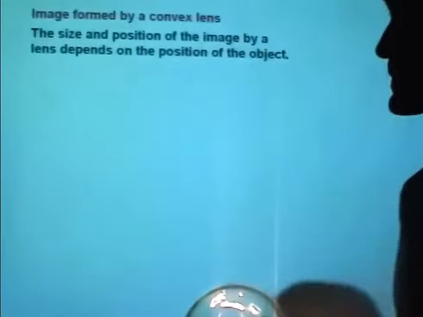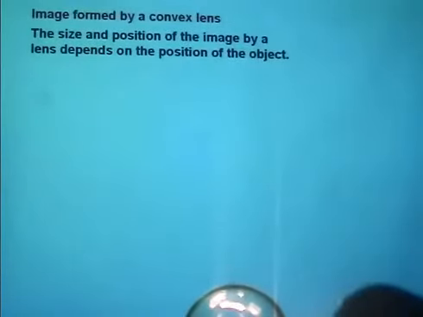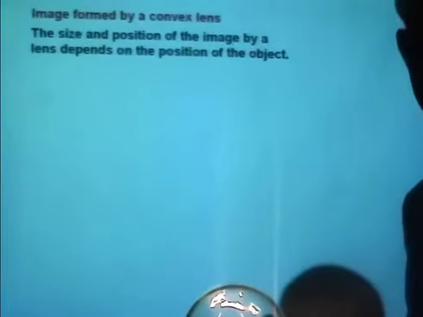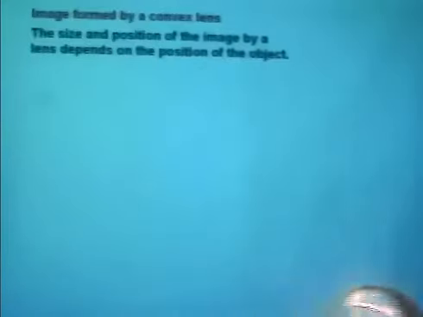Now, you saw the same image on the pinhole camera the other day. Is that right? Now, when I move the lens, you can see the image, its size and its brightness, everything changes. So, the nature of the image is going to depend on where the object is placed. The size and position of the image by a lens depends on the position of the object.